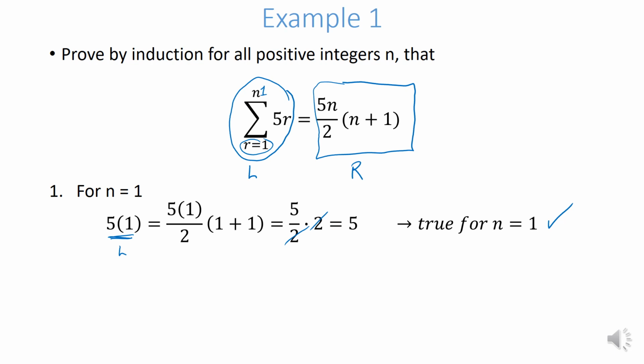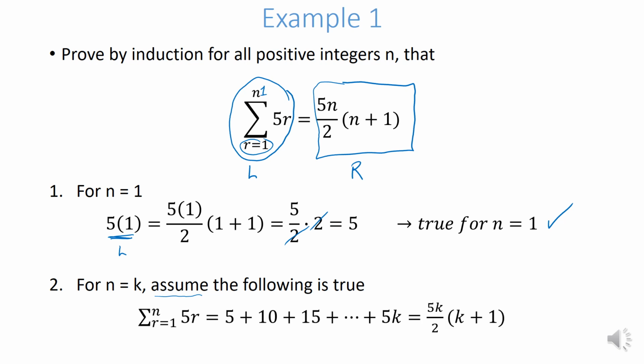So even if you don't finish it out to the end, get as far down as you can. Now, for the second step, we're going to assume, so we're just going to say that it is true without any proof, that when n equals k, we assume the following is true. So you replace your r above with the letter k, okay?